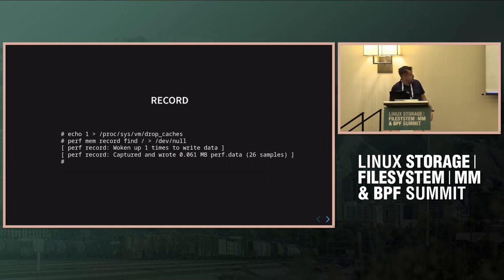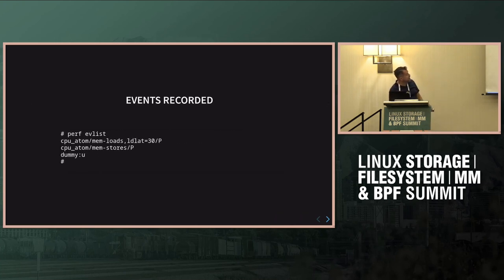Okay. So record. This simple one, dropping caches and then doing a perf mem record for the whole system, discarding the output, and then it records some stuff. And then you do perf evlist and look at what events were recorded. And then say cpu_atom.